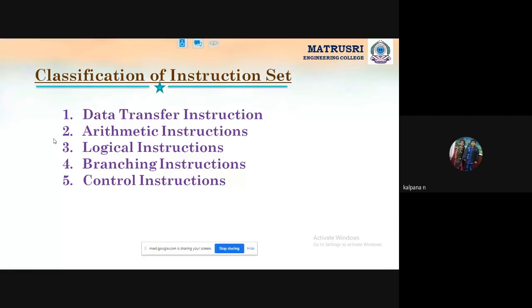Five groups. First one is what? Data transfer instructions. Second one is arithmetic instructions, then logical instructions, branching instructions, and the fifth one is control instructions. So these are the classification of the instructions present in the 8085 microprocessor. Yesterday I started data transfer instructions, right?